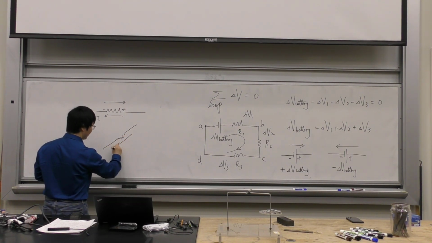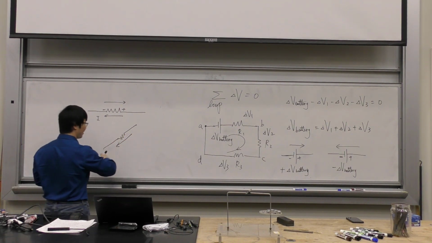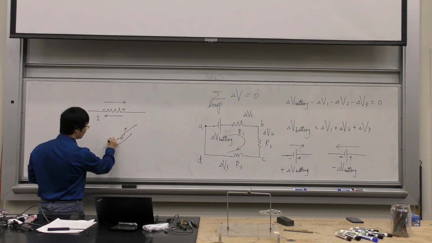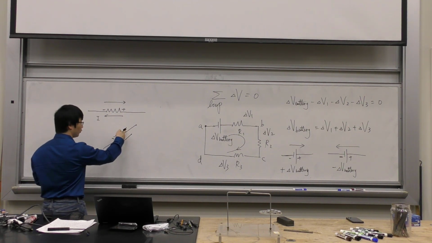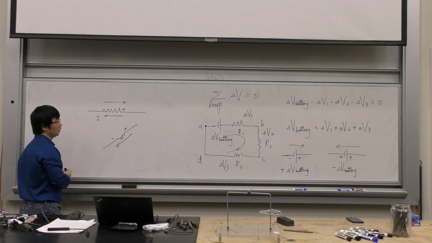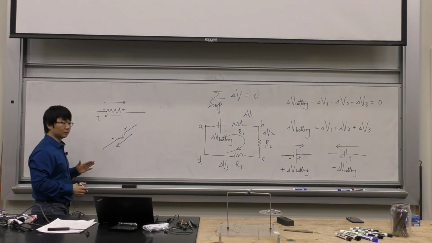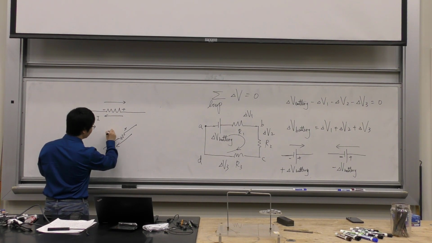So the current goes downhill, right? The current goes downhill. So I can say this end must be higher than this end. The potential at this point is going to be higher than this potential. Now you see that if you are traveling in this loop, you're traveling in this direction.